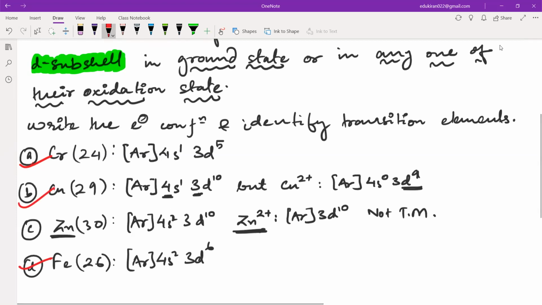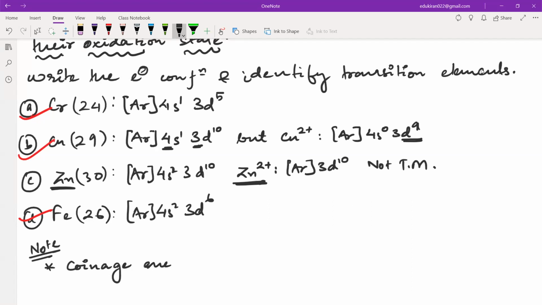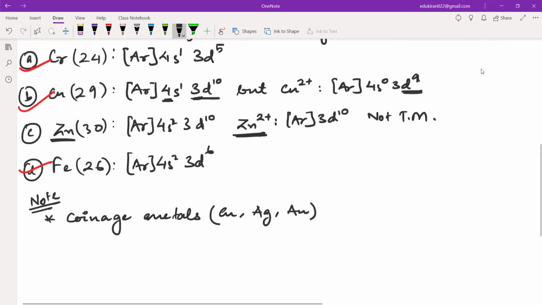Okay. Now I am going to write a note that coinage elements, coinage metals. What are coinage metals? Copper, and what else? Silver and gold. These are the coinage metals. So all of them will be having 3d9 electrons. Sorry, 3d10 electrons. That is, they will be an exception in 4s1, but still they will be considered as a transition element.